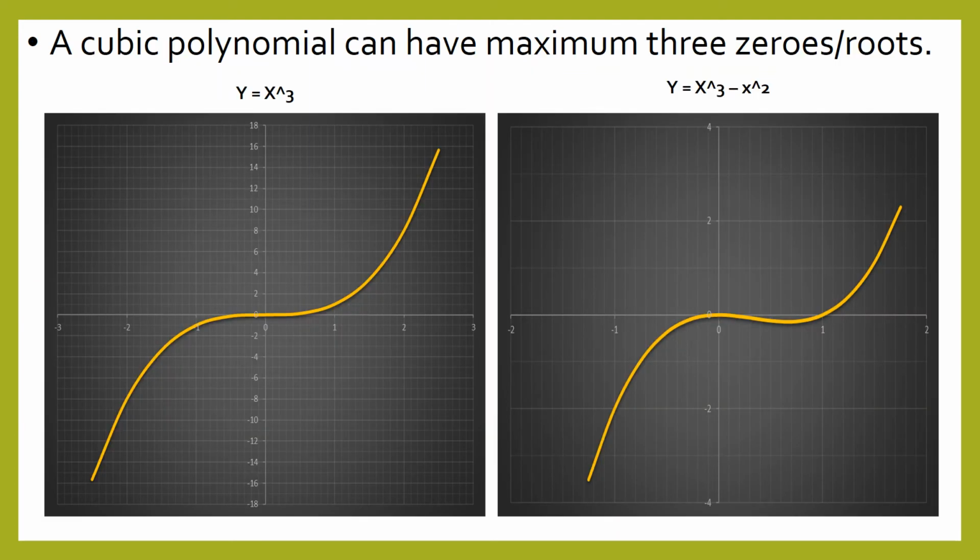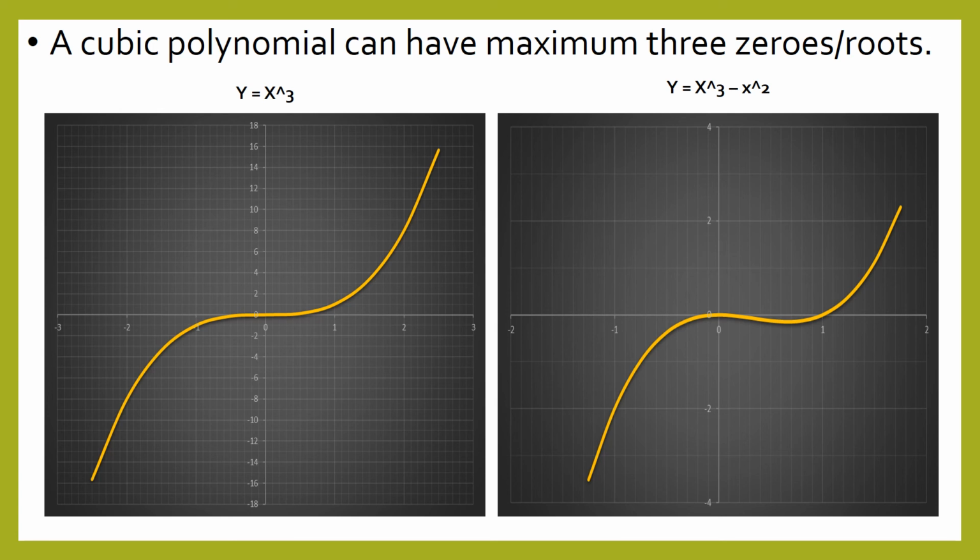In a cubic polynomial, the maximum power of x can be 3. That's why the degree of a cubic polynomial is 3. That also means that the maximum number of zeros for a cubic polynomial is 3 only. We see certain examples now.